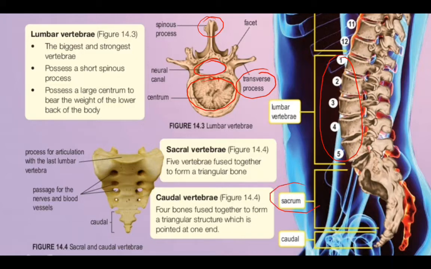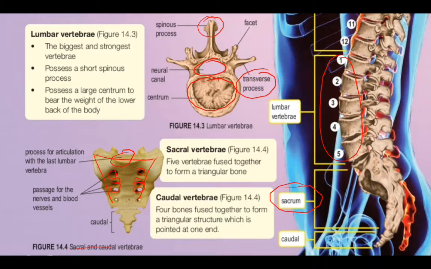Di sini ya, sacrum. 5 vertebrae fuse together to form a triangular bone. Dia sebenarnya terdiri daripada 5 vertebrae, tetapi dia fuse together and then form a triangular bone. This one is the process for articulation with the last lumbar vertebrae. And this one, nampak ni, macam lubang-lubang ni kan, the passage for nerves and blood vessels.